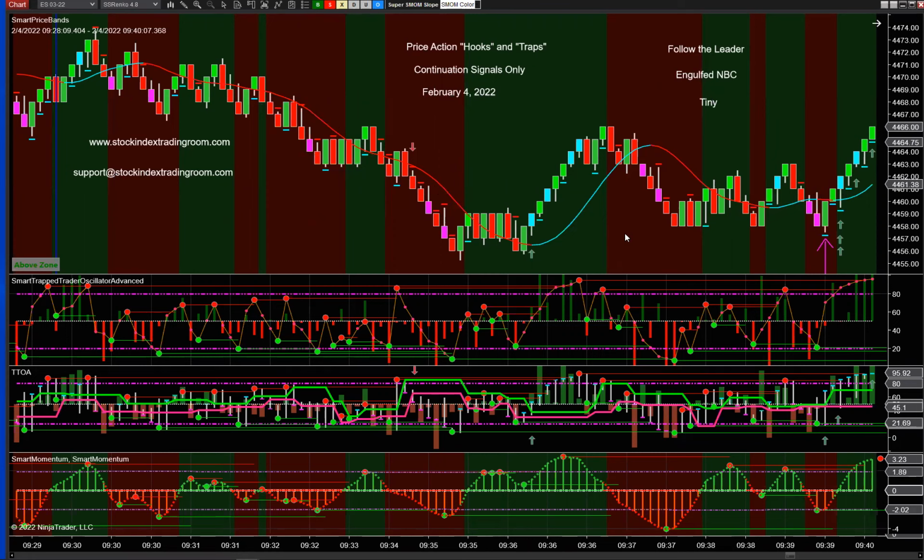So we read order flow. Rob's indicators read order flow. We use structure and price action, hooks and traps to get in front of future order flow movement.